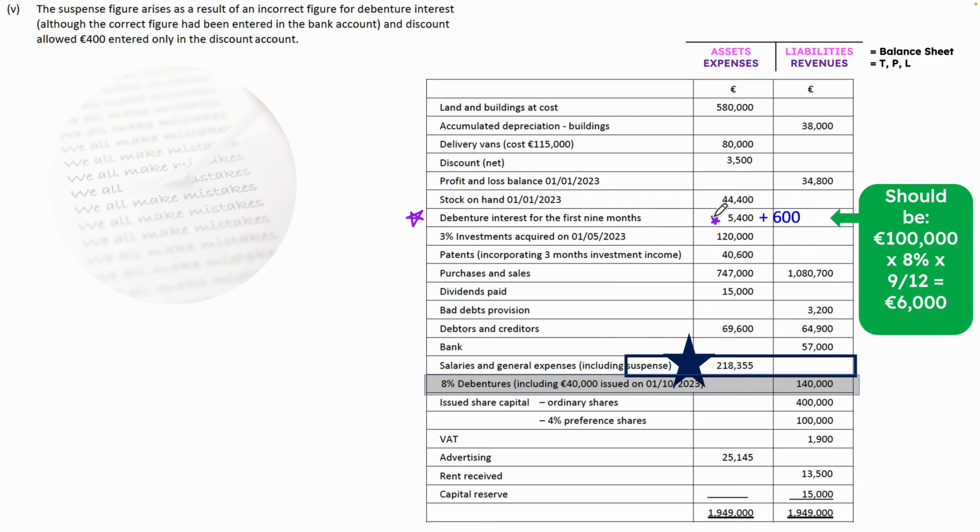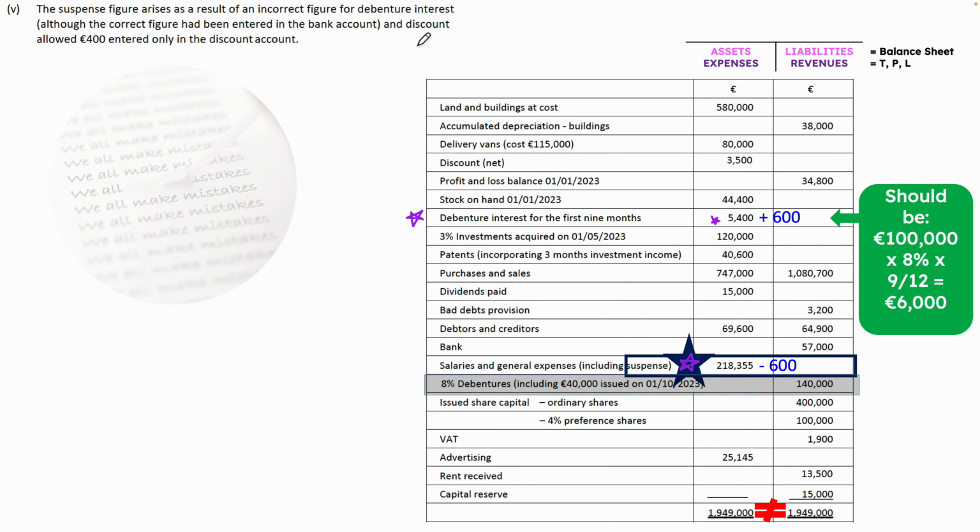Okay, so how would I make this 5,400, 6,000? Well, what I would do is I would add €600 there. If I add €600 to the debit side, I'm going to mess up my sides, right? My two sides are not going to equal then. I'm going to be 600 up on the debit side and my credit side is going to be down. So remember, your debit and credits always have to equal. Now, for me to get my two sides to equal again, what I'm going to do is minus 600 from the salaries and general expenses on the debit side, 218,355. Okay, so that's the first mistake fixed.